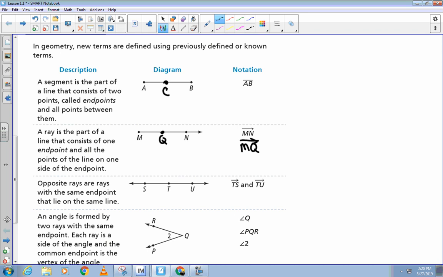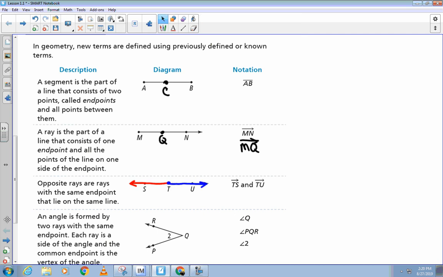Then we have opposite rays. Opposite rays are basically exactly that. They share an endpoint. Okay, so we've got ray TS here, and we have ray TU.